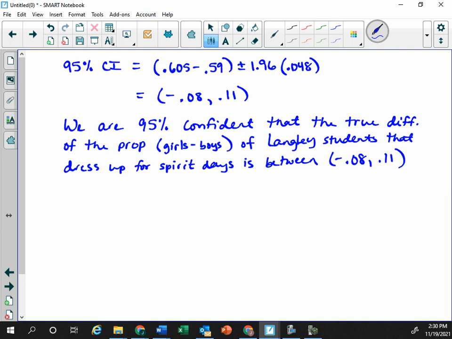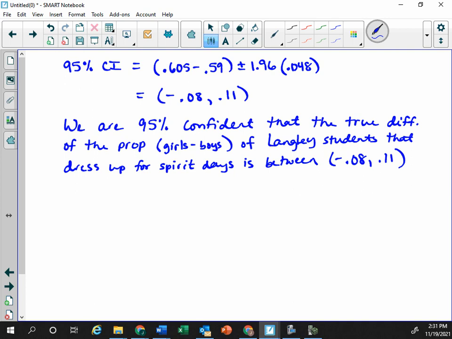Does anybody have any idea? We're talking about proportion of girls dressing up and boys dressing up. What do you think the negative part means, Haley? Yeah, so it could happen that more boys dress up than girls. There's more on the positive end of this interval, but you do have the negative part of it, and 0 being in the middle means maybe the exact same amount dress up.